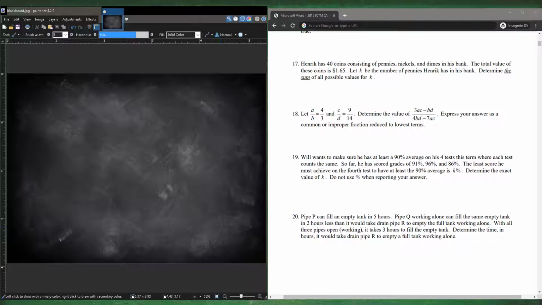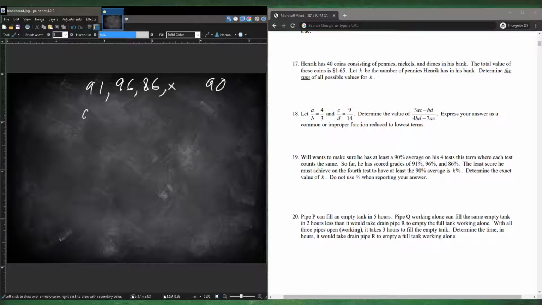Number 19. Will wants to make sure he has at least a 90% average on his 4 tests this term, where each test counts the same. So far, he scores grades of 91, 96, and 86, and he wants to get a 90% average. So then he needs one more score, right? Because they said there was 4. So the least score he could achieve on the last test is K%. Determine the value of K.